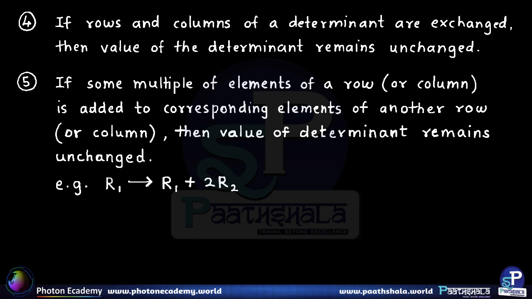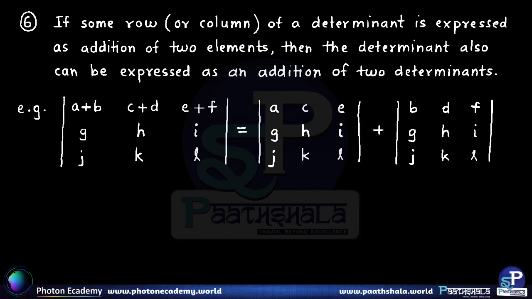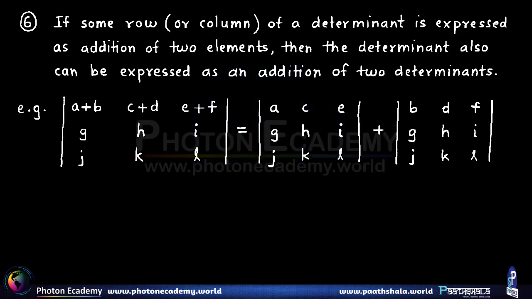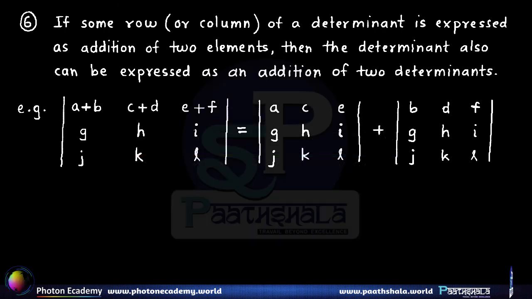Which is property number 6. Now that property talks about the way in which we can break up a determinant into two different determinants. Here, if some row or some column of a determinant is expressed as the addition of two elements or two values, then the determinant can also be expressed as an addition of two determinants.